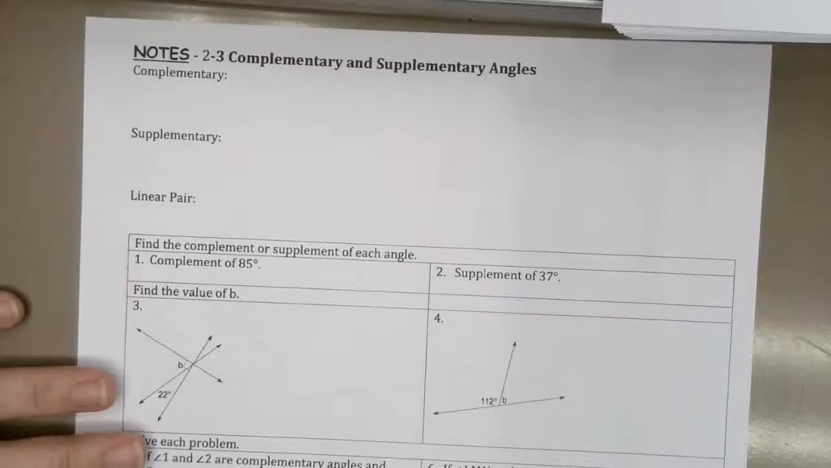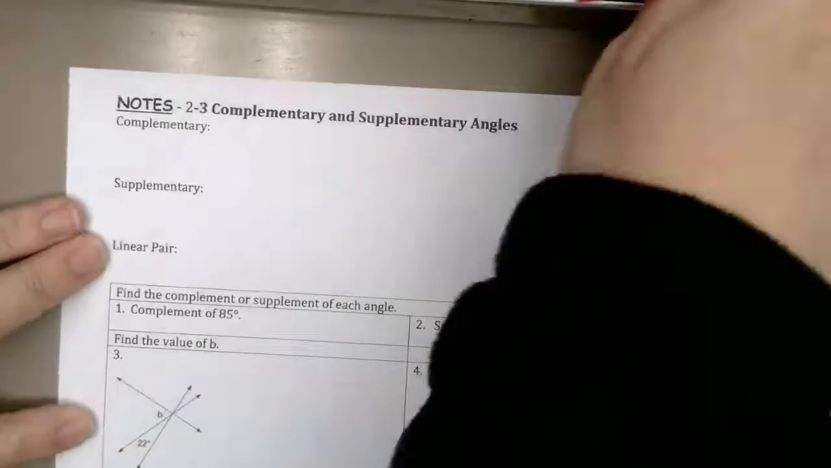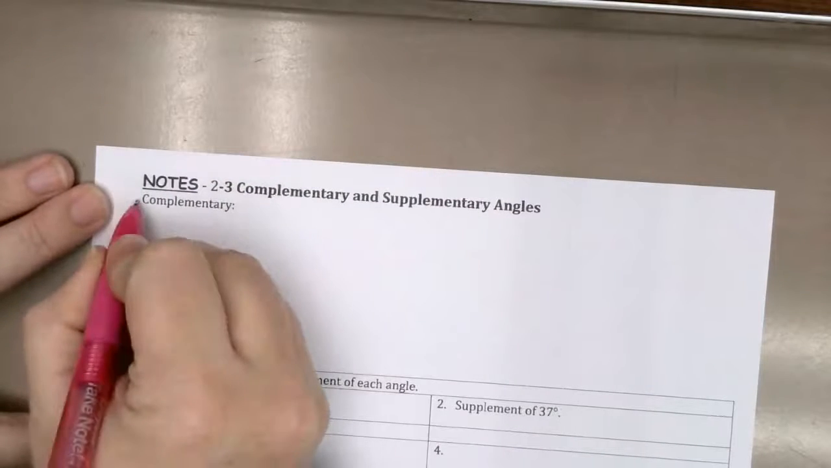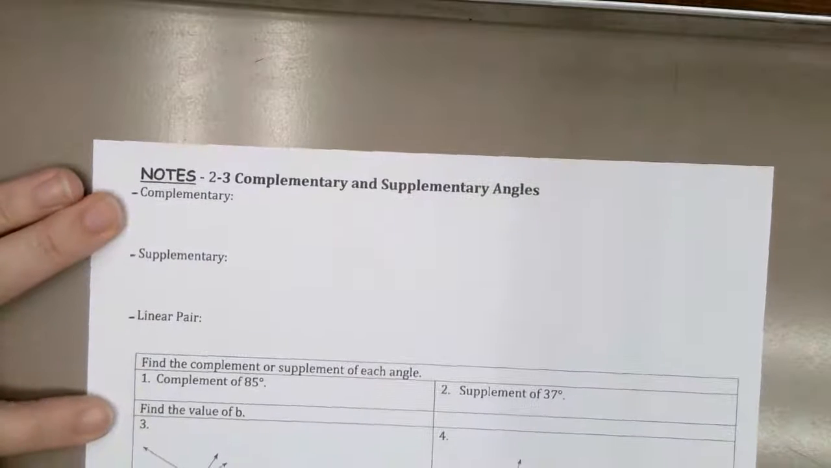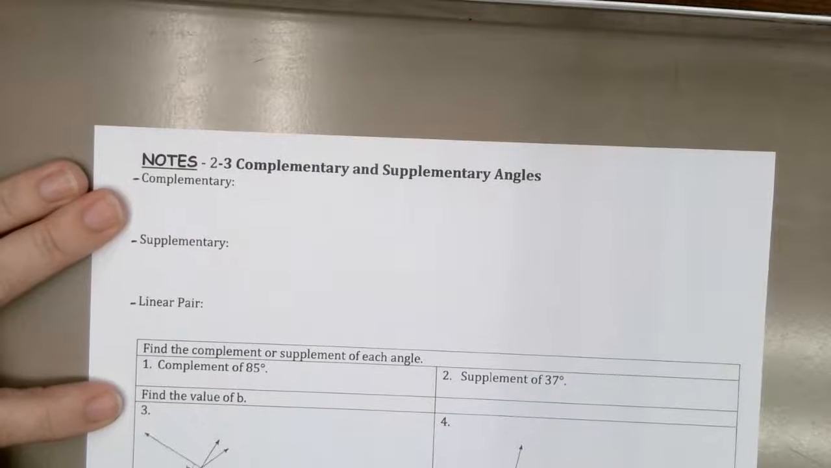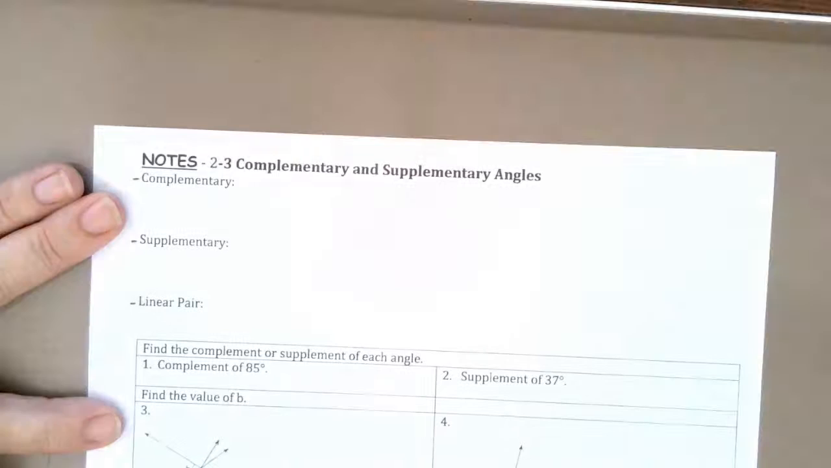So let's start off with a couple definitions that we need to know first. We have three definitions, actually: complementary, supplementary, and a linear pair. Have you heard of any of those terms with regards to an angle before? Yes. What have you heard?